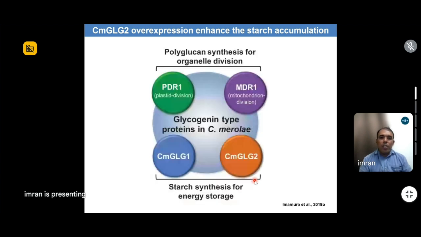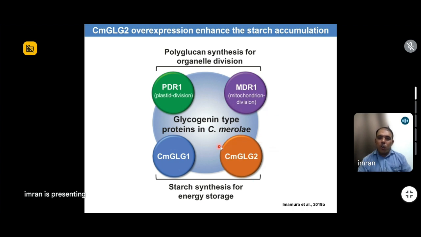So if I sum up all these things, we can say that in the case of the Cyanidioschyzon cell, they have four different glycogenin type proteins. One is CMGLG1, which is the glycogenin type protein, and it is regulated through the target of rapamycin signaling. There are two more proteins: PDR1, which is involved in plastid division, and MDR1, which is involved in mitochondrial division, which are not regulated through the TOR signaling. The fourth protein, CMGLG2, we have not identified in our phosphoproteome, neither has Professor Yoshida identified it during the organelle division purification.